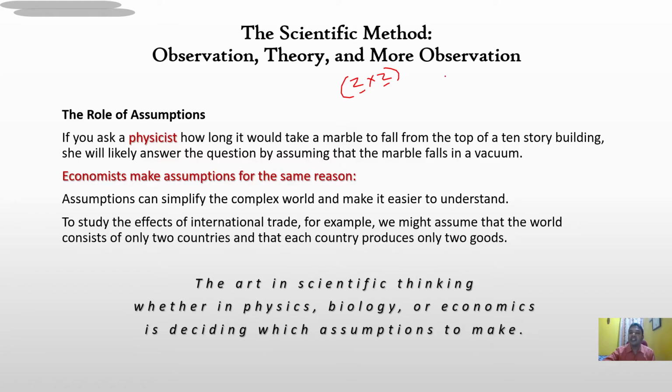In the law of demand, what is the assumption? Ceteris paribus, other things remaining constant, if price increases demand decreases. But in reality, here we assume that in our income there is no change, and in related goods there is no change, all these assumptions. So based on these assumptions we say quantity demanded is a function of price. Whatever the function, there is an inverse relationship. So there are so many examples that we speak about, and these examples or these theories are based on certain assumptions. The art in scientific thinking, whether in physics, biology or economics, is deciding which assumptions to make. That is very important. It is not just making assumptions, which assumptions you make is very important when we are speaking about scientific thinking.